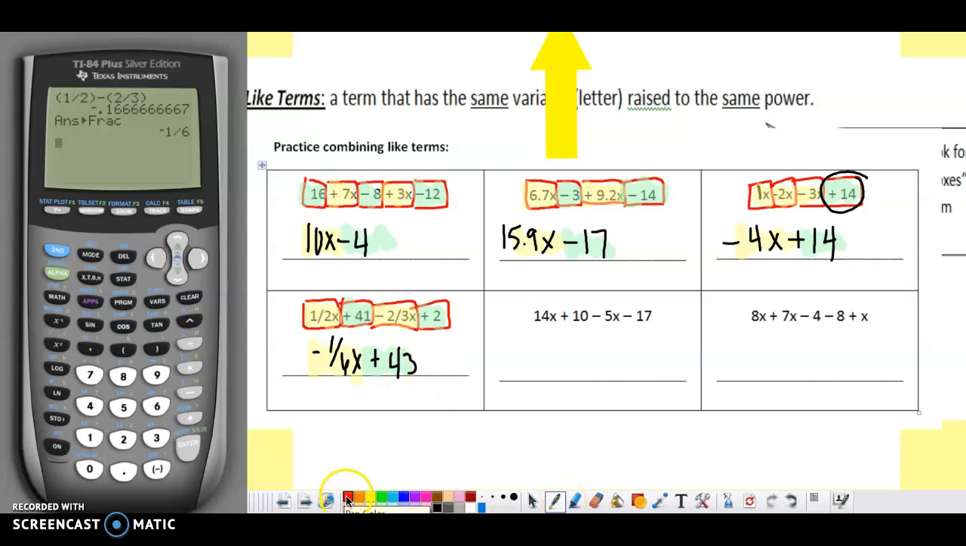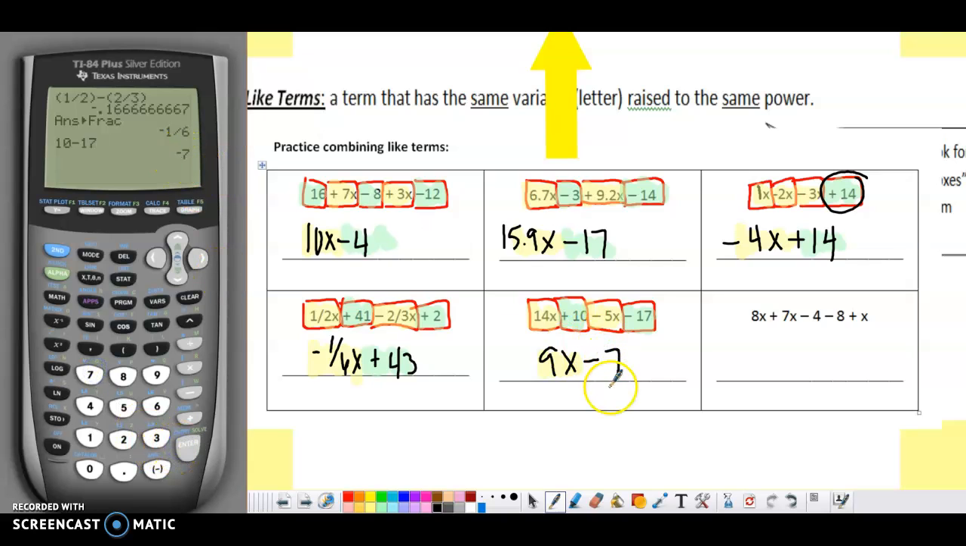All right, last two here quickly. We've got 14x plus 10 minus 5x minus 17. Looking for what I can combine, I've got two x boxes, and I've got two regular numbers that I can put together. It does not matter that they're not the same sign, they're the same type of number. So 14 minus 5 for our x's gives us 9x. 10 minus 17 gives us a negative 7.